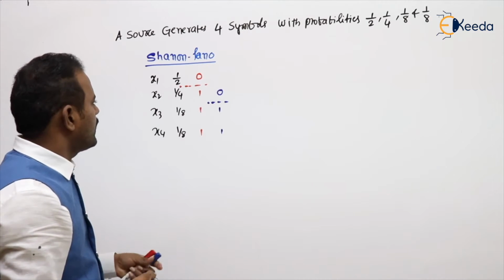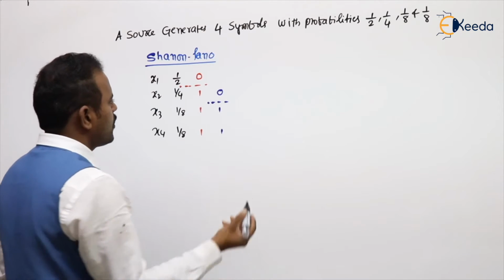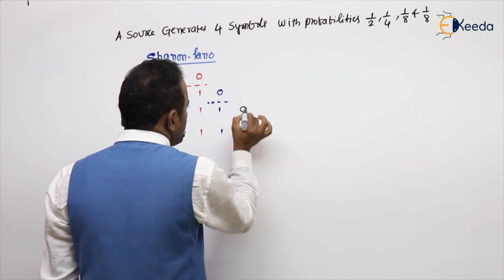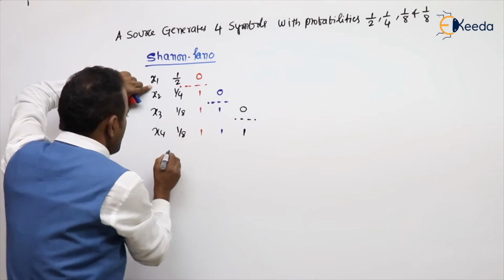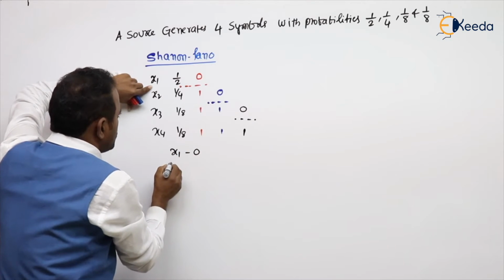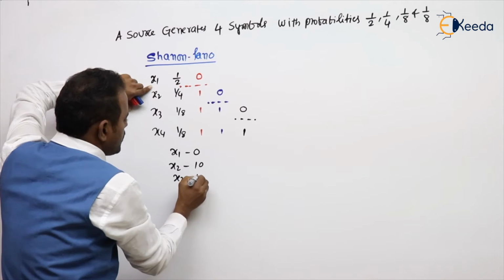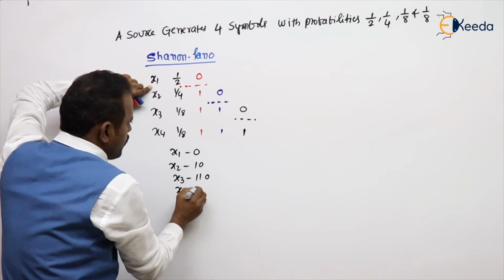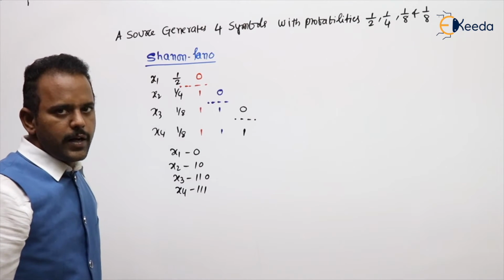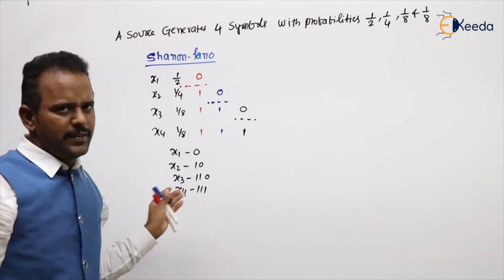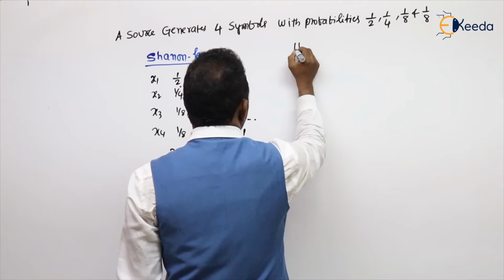For 1 by 4, only 1 symbol, leave it. But here 2 symbols are there. So one more time, go for half division. Above is 0, below is 1. So what are the codes you got? For x1 you got 0. For x2 you got 10. For x3 we got 110. For x4 we got 111. These are the codes. Got my point or not? Now I will calculate the efficiency slightly later. Wait. What about the Huffman?